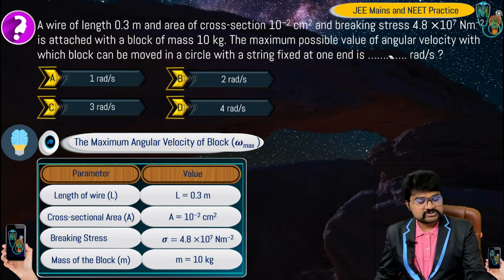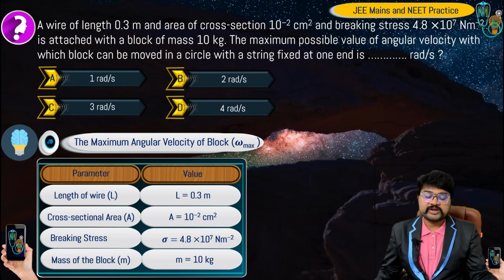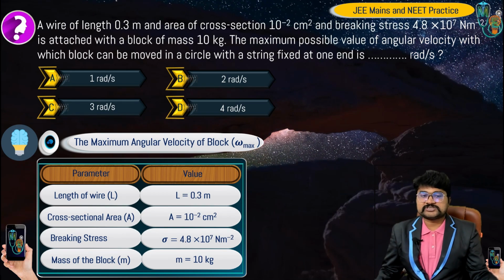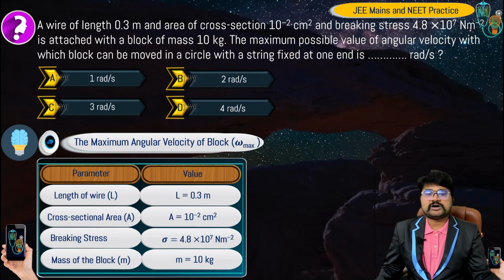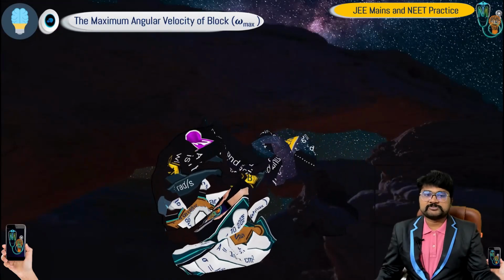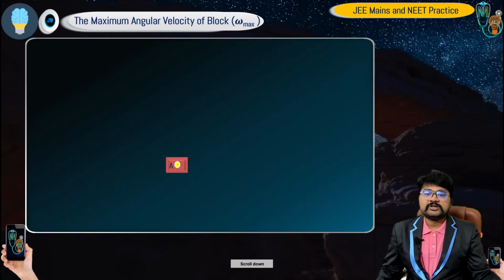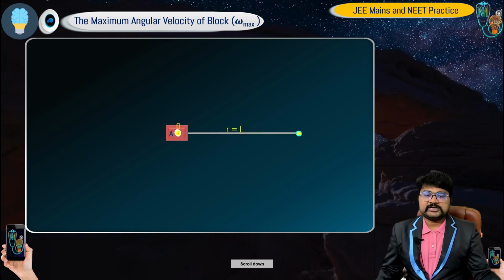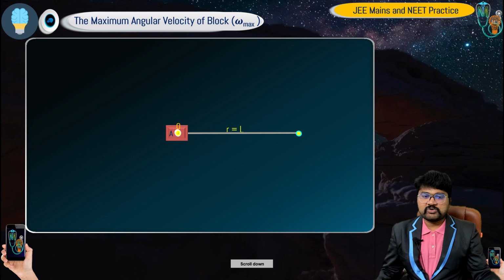So, entire part: angular velocity with which block can move in a circle with the string fixed at one end. Understood? So here we need to discuss the procedure to determine omega maximum. Just observe maximum angular velocity of the block. See this here, R equal to L, maximum angular velocity condition, R equal to L.